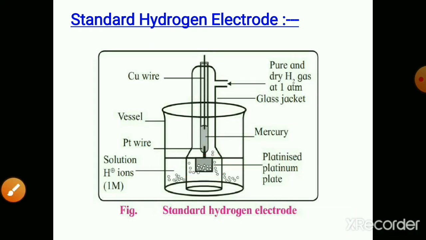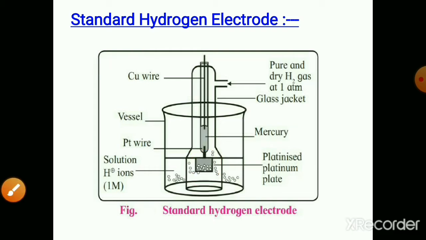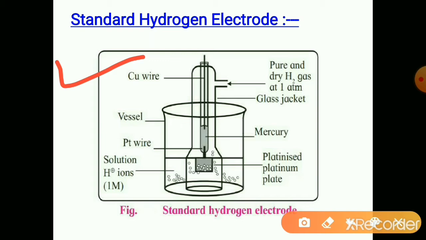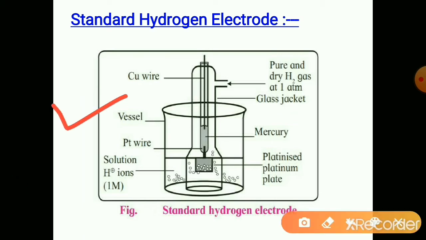Here both reactions occur. If this electrode is connected as an oxidation half, then the reaction occurring on it will be oxidation. If it is connected as a reduction half, the reaction occurring on it will be reduction. So whether this works as an oxidation half or a reduction half depends on which electrode it is connected with. So this is about the setup.